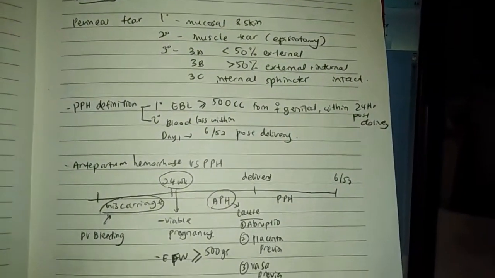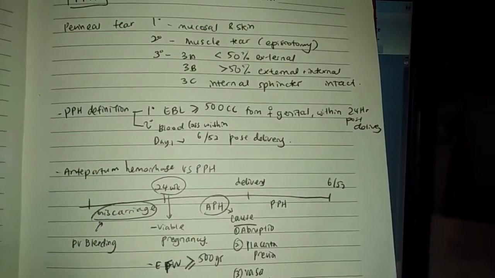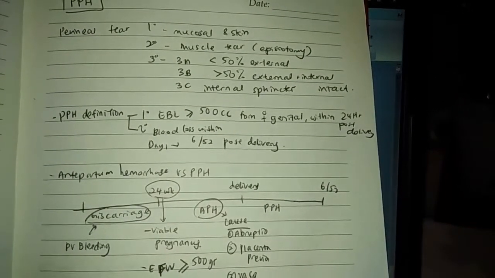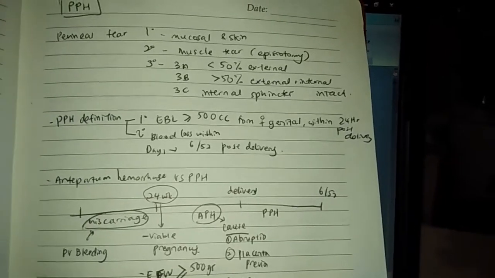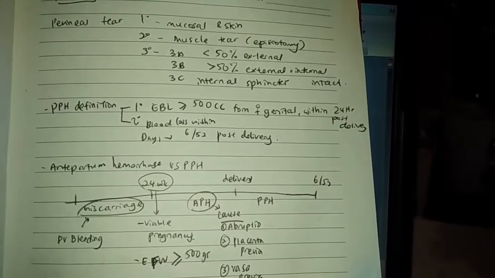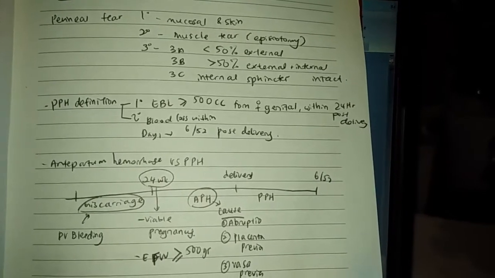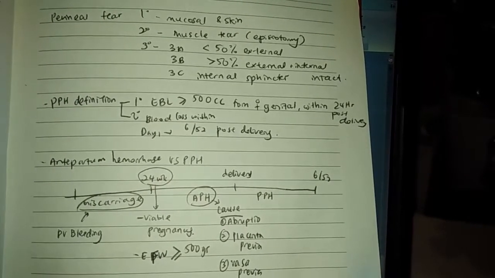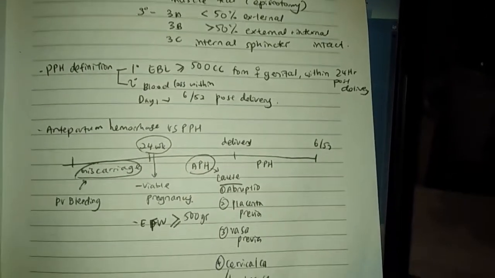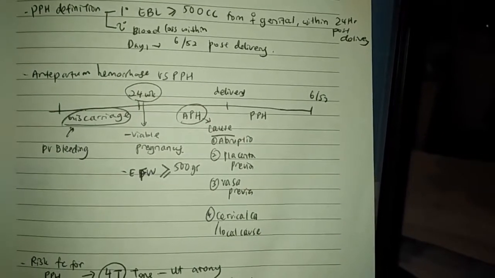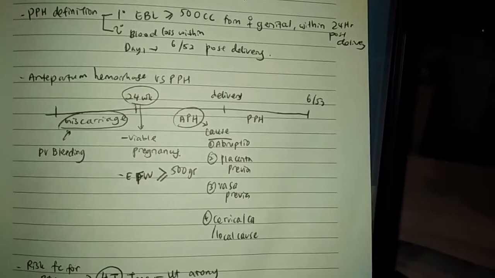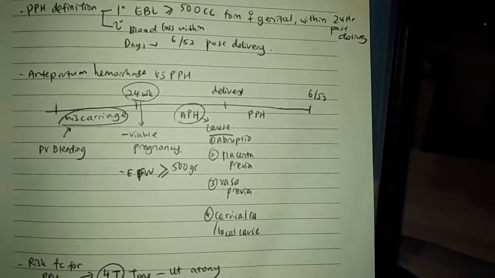Okay, let's discuss postpartum hemorrhage. The definition of postpartum hemorrhage: there's primary PPH, whereby there's a blood loss of 500 cc within 24 hours post-delivery. Secondary PPH is when the blood loss occurs from day 1 until 6 weeks post-delivery. The difference between antepartum hemorrhage and postpartum is that APH is before delivery, PPH is after.